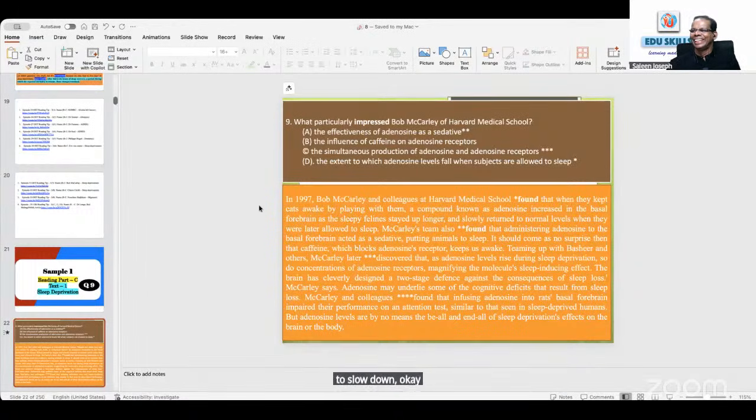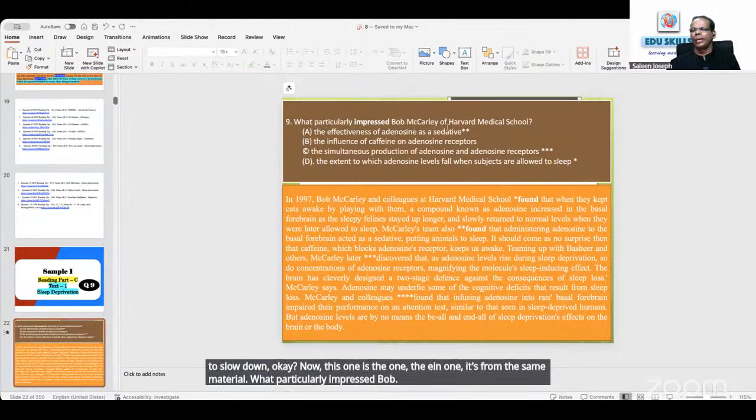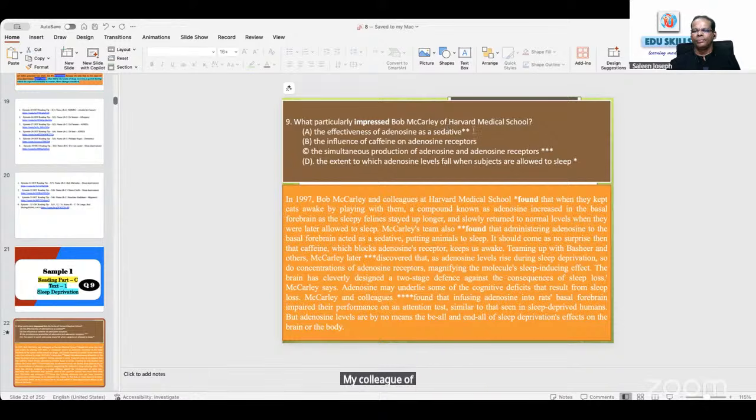Okay. Now this one is the 9th one, from the same material. What particularly impressed Bob McCarley of Harvard Medical School? What are the hedging words? Impressed. And the name, Bob McCarley. You should be able to focus on Bob McCarley first, okay? That's the easiest one. The name is the easiest one.